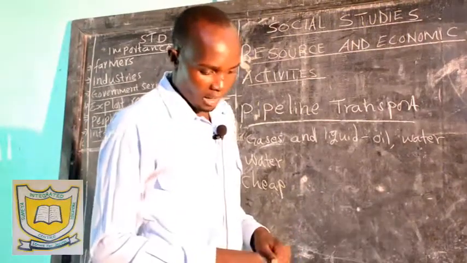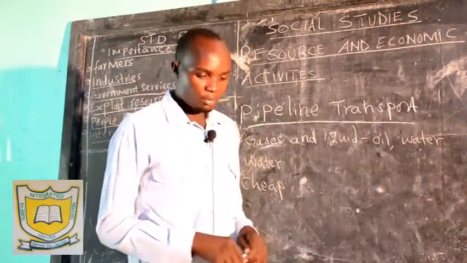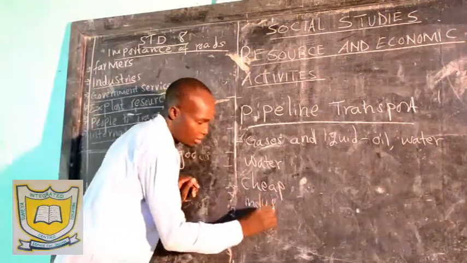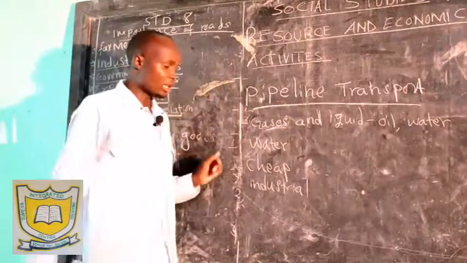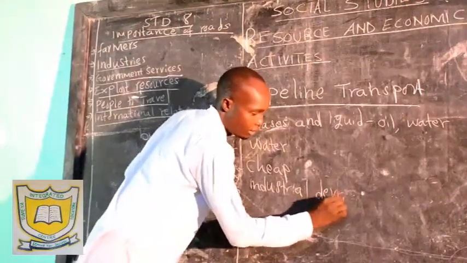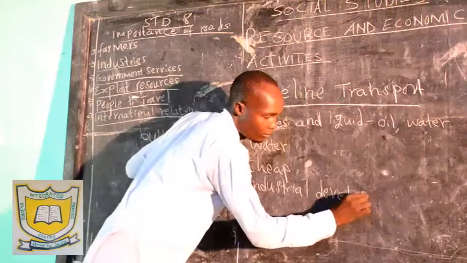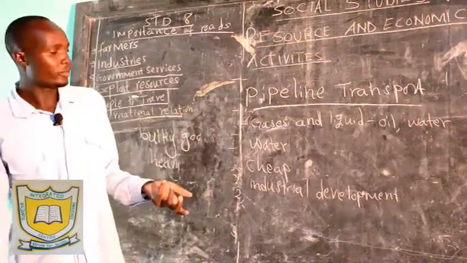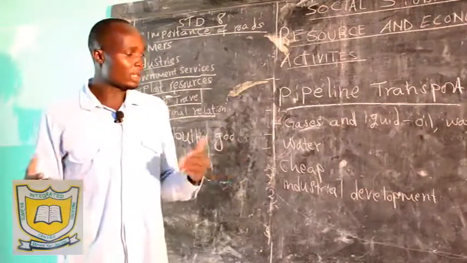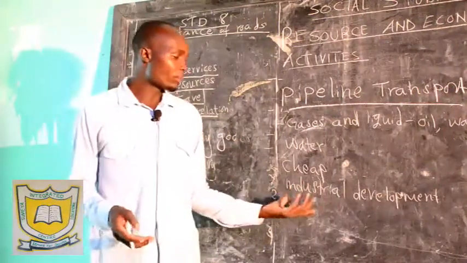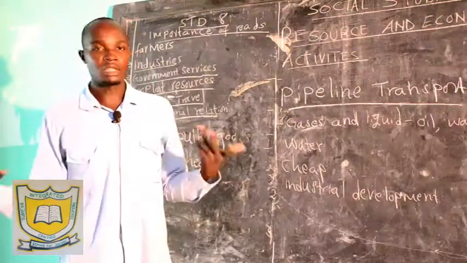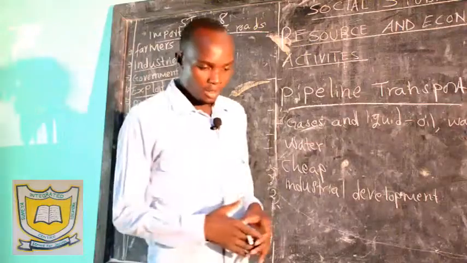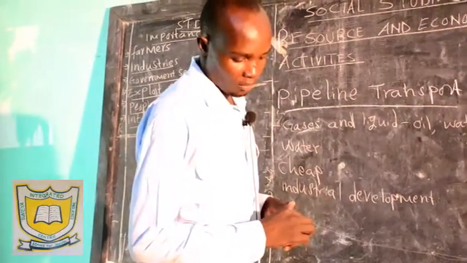Then also another one, pipeline also promotes industrial development. Pipeline transport, industrial development, because it transports oil from one part of the country to another. It also transports water to different industries and so on. So you'll find that it makes industries develop. That's what we call industrial development.